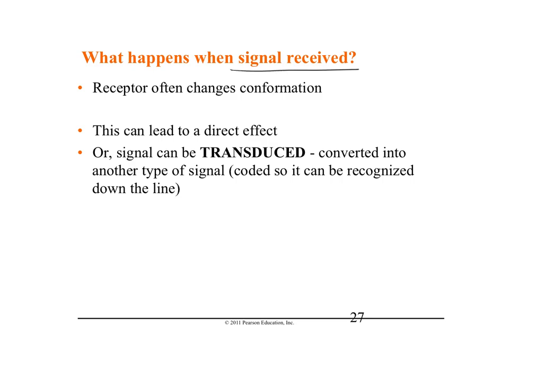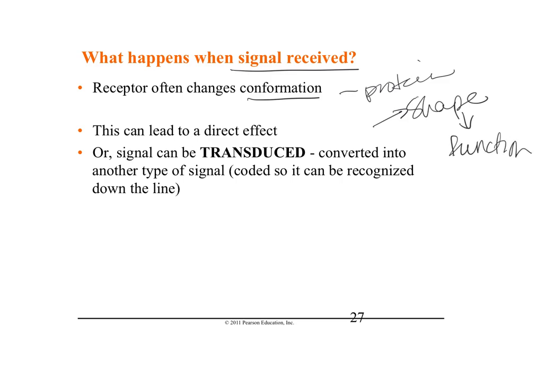What happens when it's actually received? The receptor can change conformation. If it's a protein and it interacts with something else, it might change shape because of the chemistry. The shape determines function. It might now do something else, or it might transduce a signal into the cell, converted into some other kind of signal in code so it can be recognized down the line. I know that sounds super generic, and cell bio will give you so much more information than this if you get there, but hang in there, just the basics.